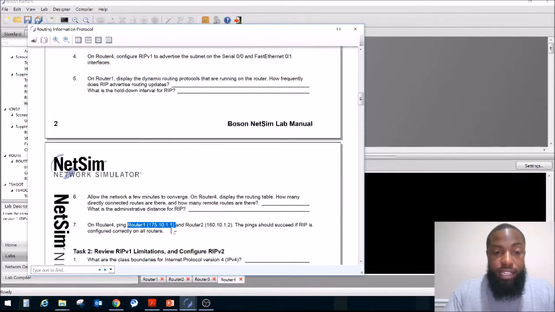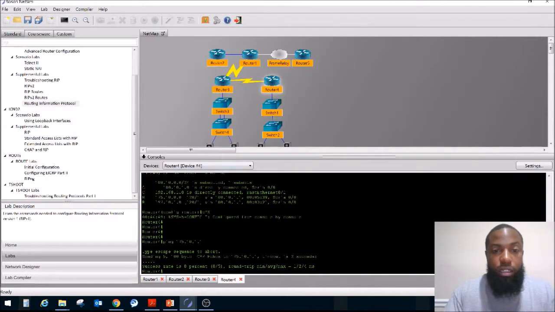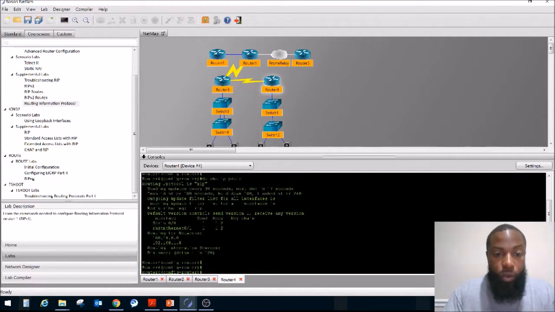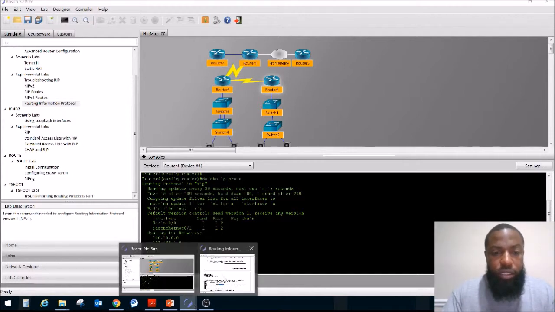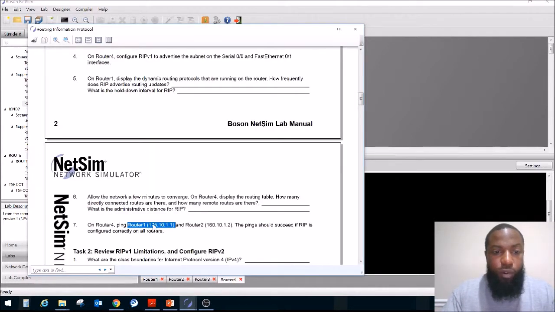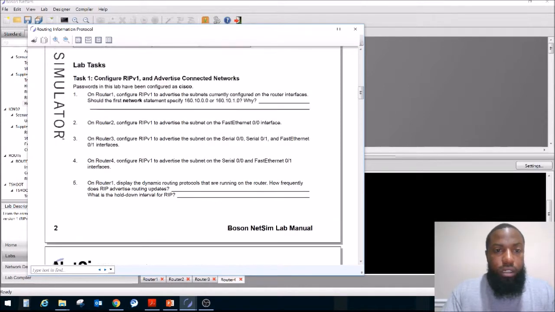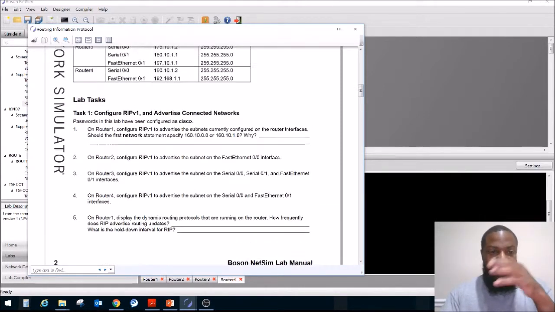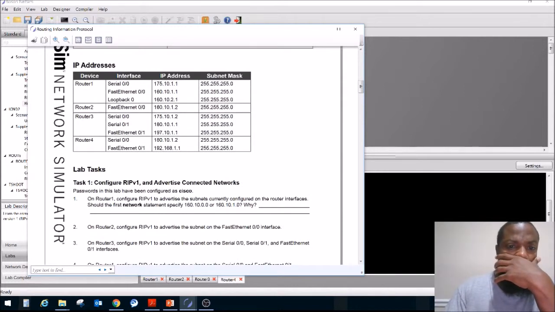It was not configured correctly. So let's see why. It's not configured correctly because we have 175.10.0.0. So we need to fix that network statement there. What do we got here? We didn't do that on router 4? Let's double check. On router 4, ping router 1. I guess we didn't. Why didn't we do that?